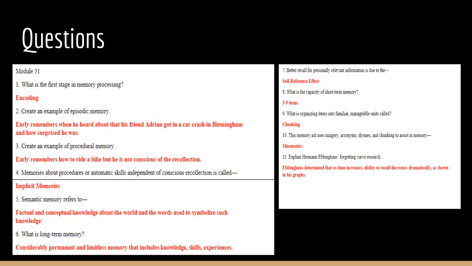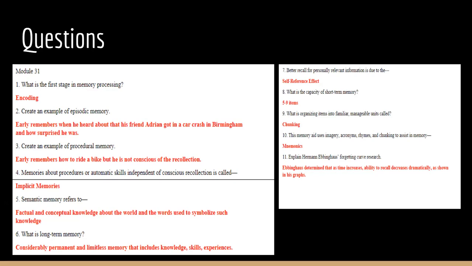What's the capacity for short-term memory? Remember, 5 to 9 items. Whatever item really means, but you need to know that it's 5 to 9 items. It's not disclosed what specifically an item means. You don't need to know that, but you just need to know that that's the capacity. What is organizing items into familiar, manageable units called? That's called chunking. This memory uses imagery, acronyms, rhyming, and chunking to assist in memory. So chunking is a form of mnemonics.